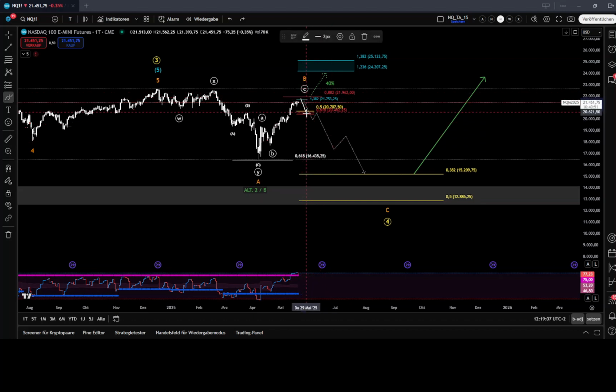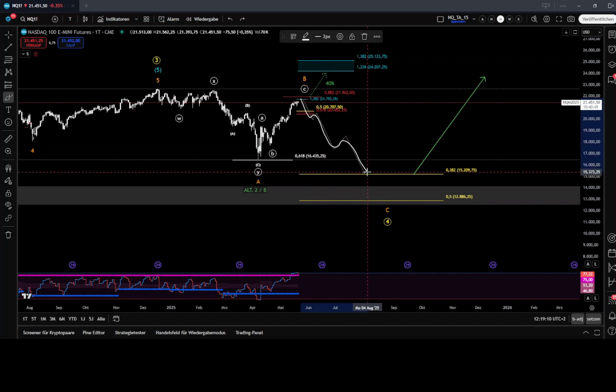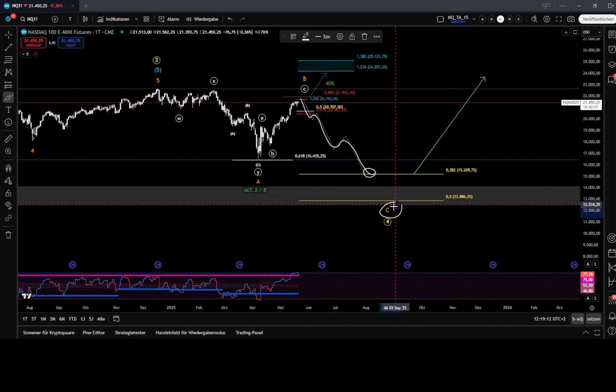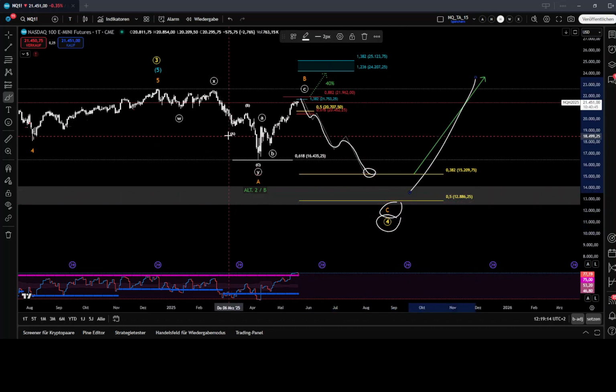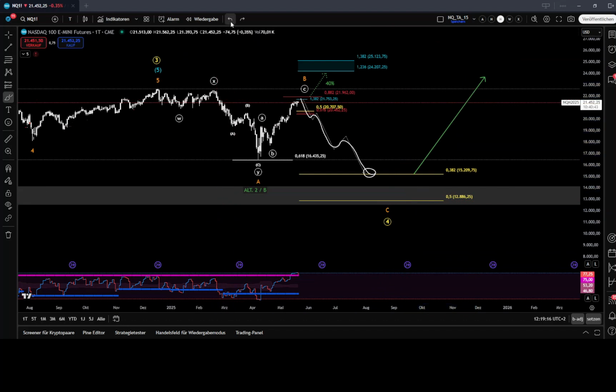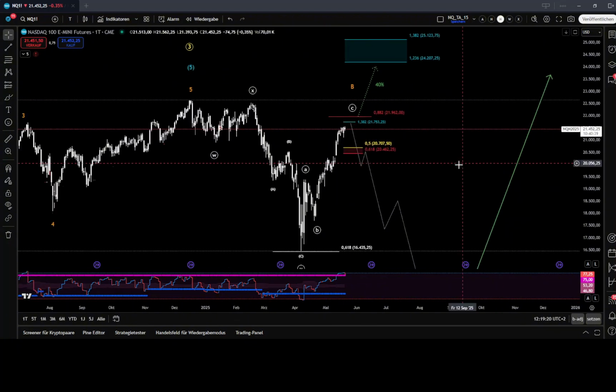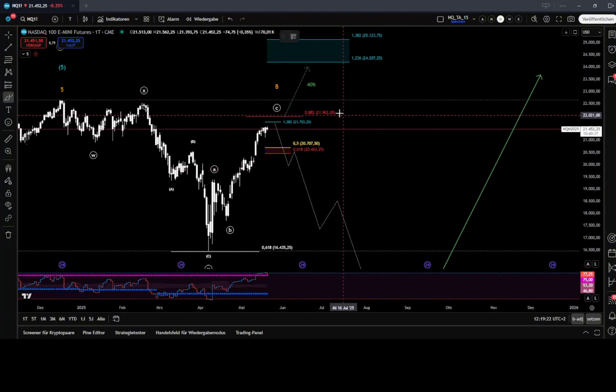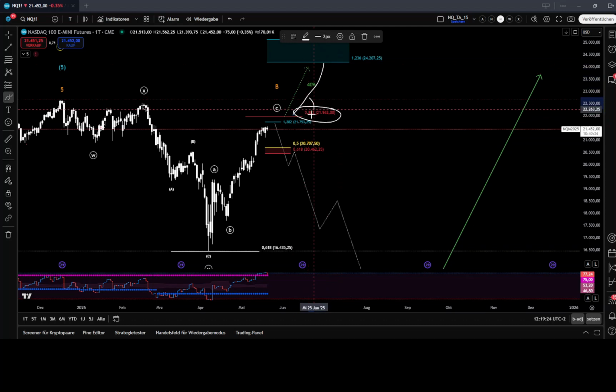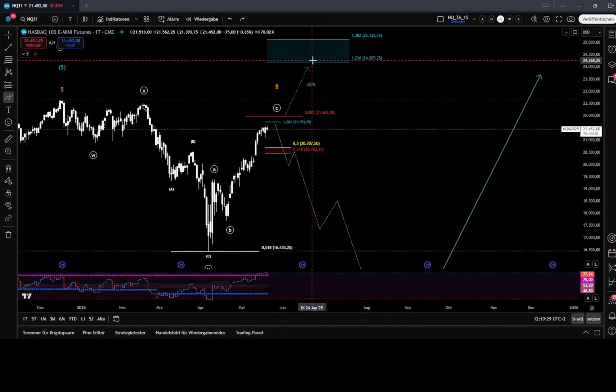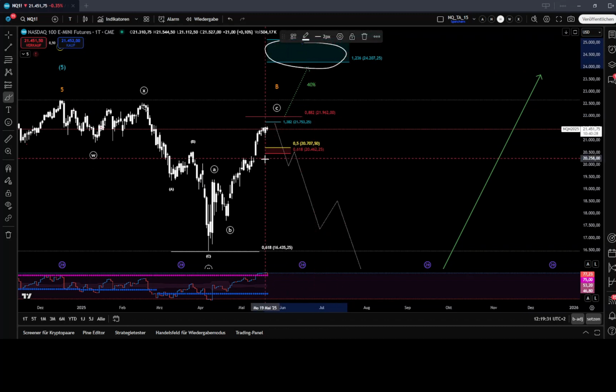My primary scenario is still that we come down in an impulse in the C of 4 and then launch to new all-time highs from here. And the other scenarios are right on the chart, which I talked about. Yeah, either we're going to take the 88.2 here, which is an indication for higher, but first a retracement. And yeah, a direct shoot to the upside would indicate possibly this B wave correction.